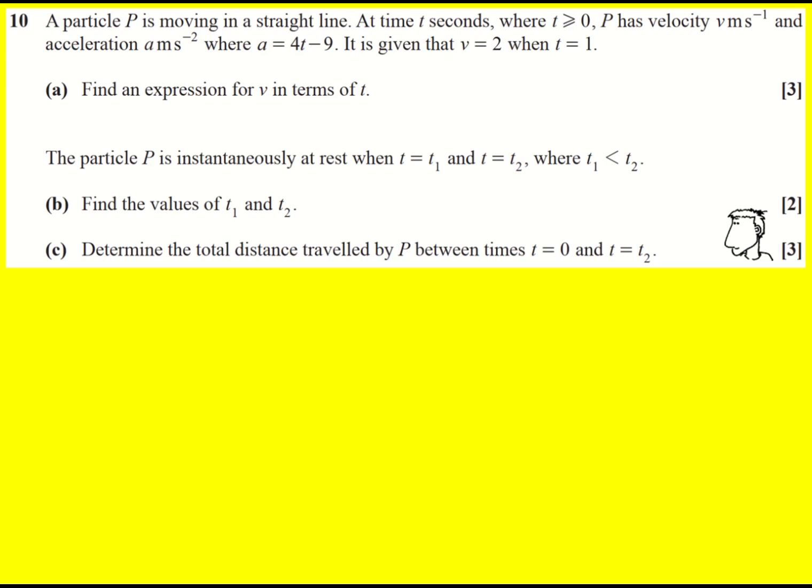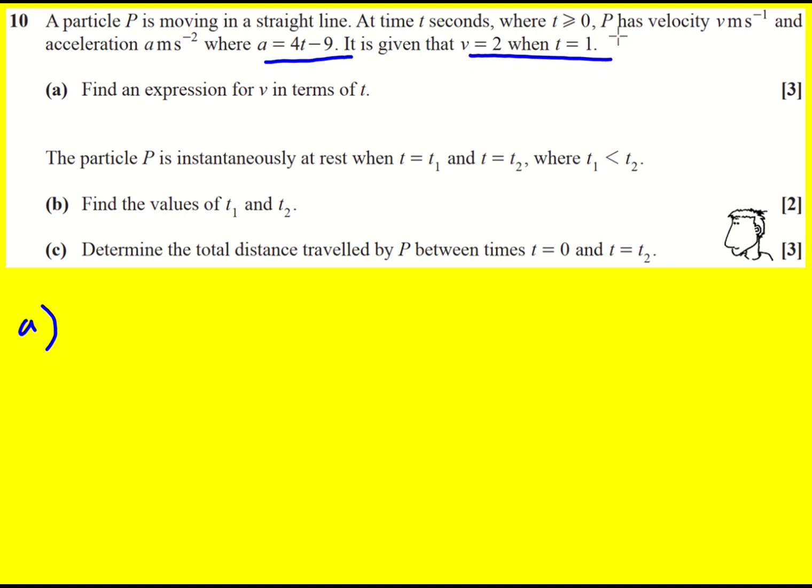A particle is moving in a straight line at time t seconds, where t is greater than or equal to 0. It has velocity v and acceleration a, where a is given by this. So this is not constant acceleration. We can see acceleration is dependent on time. It's in fact going to be increasing as time increases.